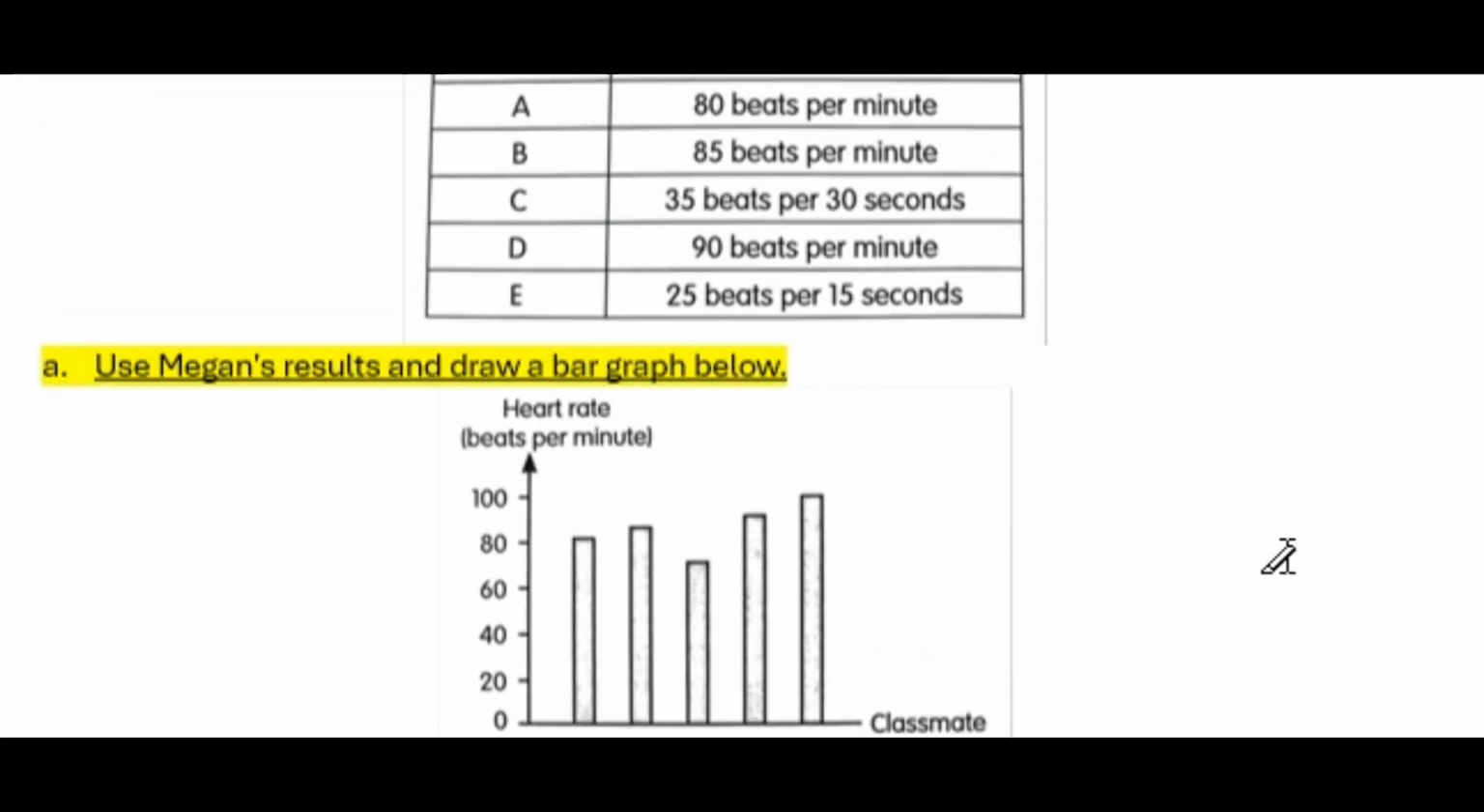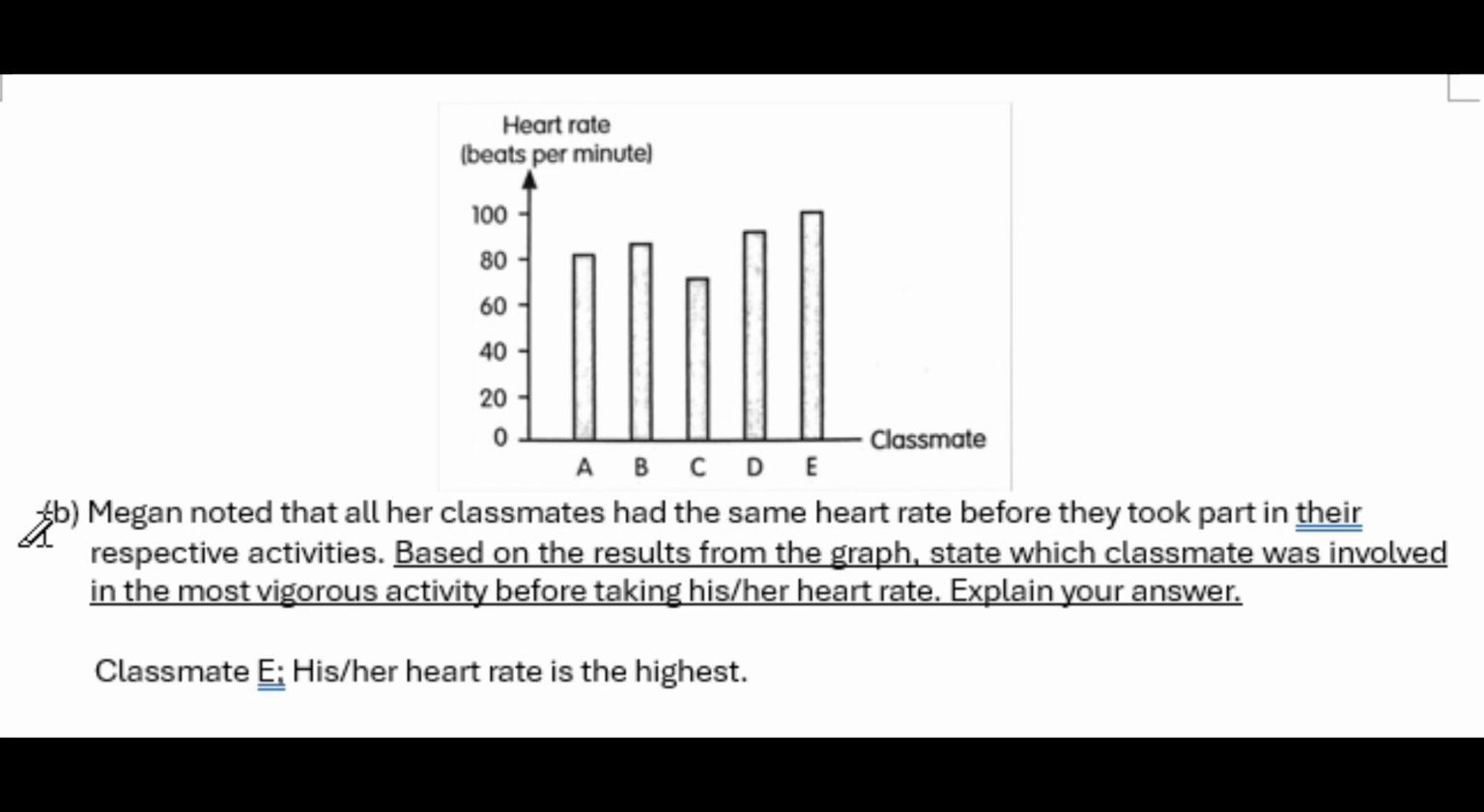B. Megan noted that all her classmates had the same heart rate before they took part in their respective activities. Based on the results from the graph, state which classmate was involved in the most vigorous activity before taking her heart rate. Explain your answer. Classmate E. Her heart rate is the highest.